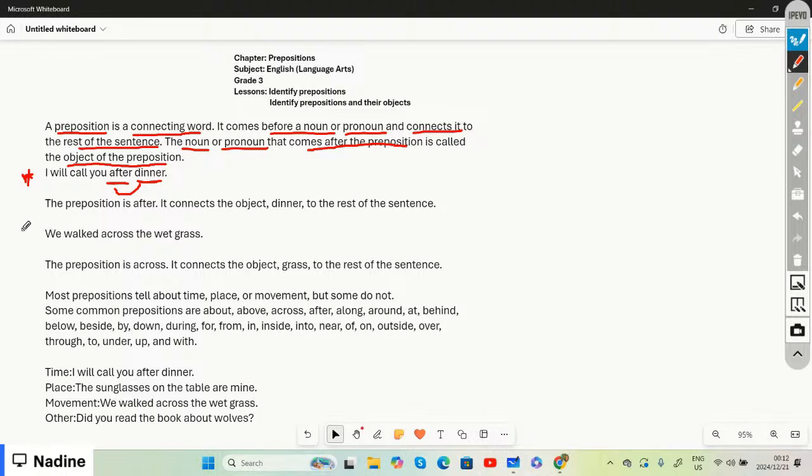If you look at the next sentence, it says, we walked across the wet grass. If we were to identify our preposition, remember we said that a preposition comes before the noun. The word that comes after the preposition, we call that the object of the preposition.